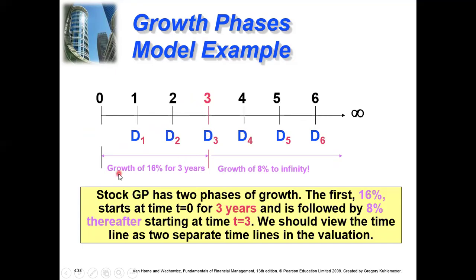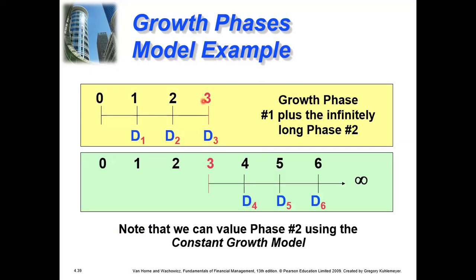The first 3 years have 16% growth. After D3, onwards to infinity, there is a constant growth of 8%. So we can say there are two growth phases. The first is 3 years and the second is 8%. For 3 years the growth rate is 16%. After 3 years, the growth rate is 8%. We have divided the timeline here: first 3 years, then after 3 years.